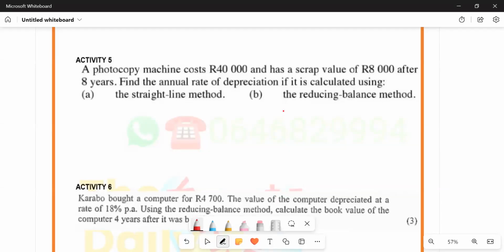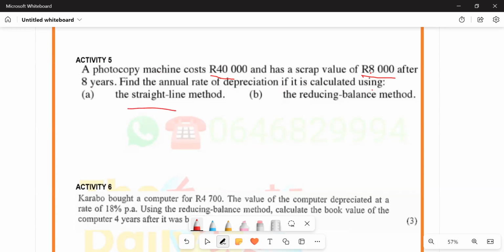To the question. A photocopy machine costs 40,000 and has a scrap value of 8,000 after 8 years. Find the annual rate of depreciation if it is calculated using the straight line method.